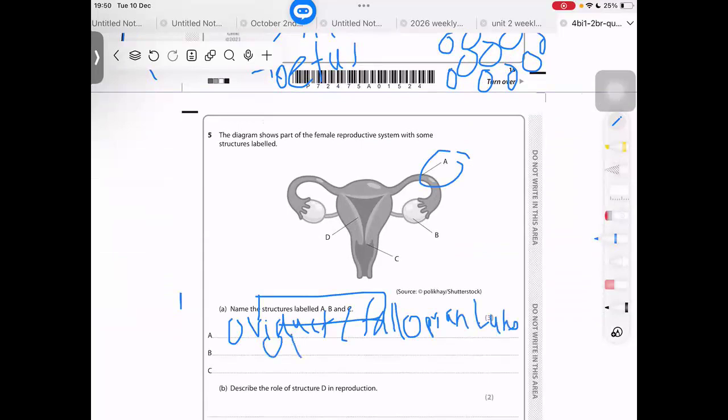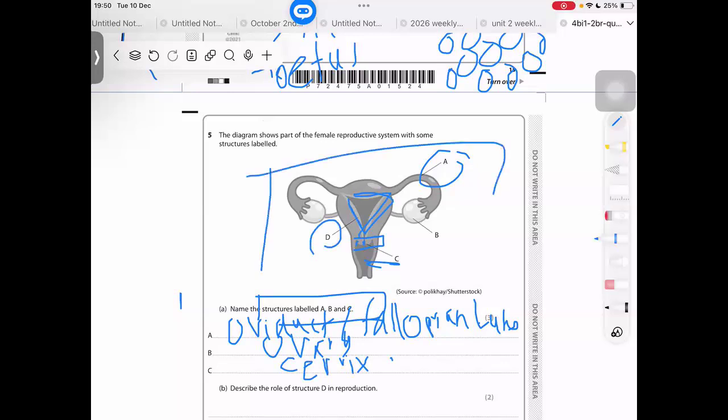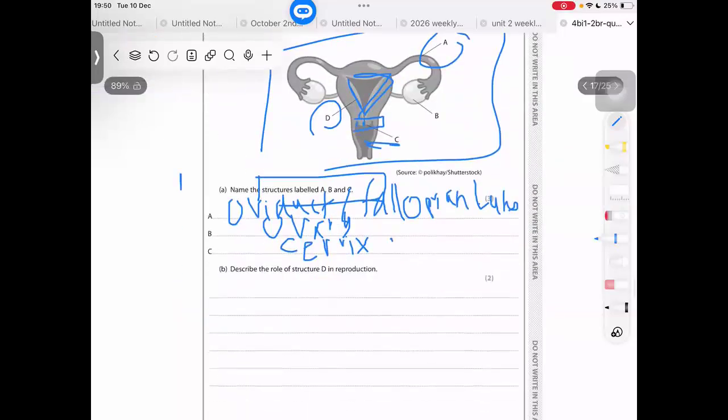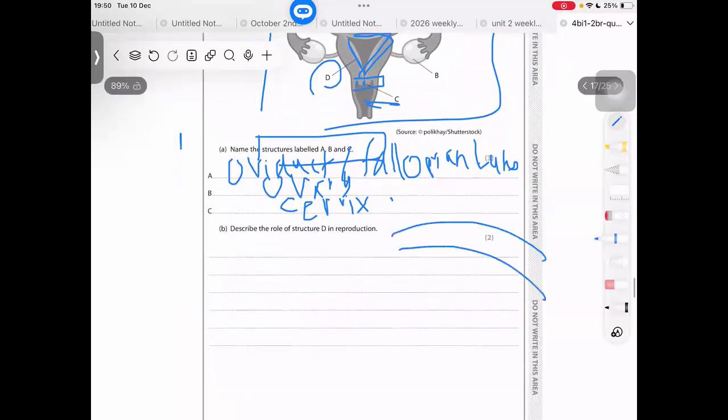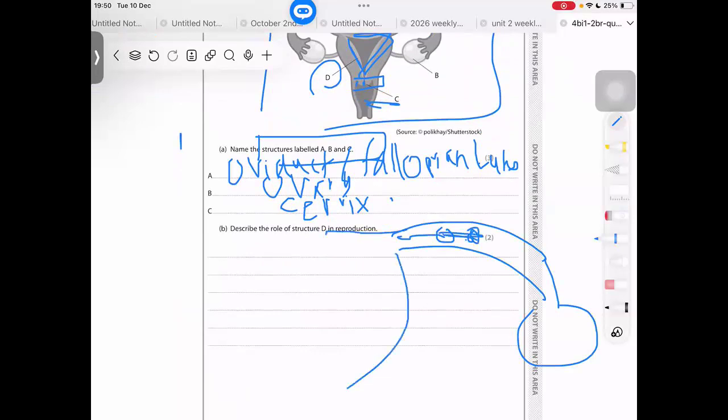And B is our ovary. And C, you can see they have not labeled over here. They have labeled this small opening that is called the cervix, right? Yes. Cervix. And D, it's this particular chamber inside the female reproductive system that's called the uterus. So now you know the sperm and the egg get fertilized in this fallopian tube. This is the egg, this is the sperm. They get fertilized inside this fallopian tube. Afterwards they form a zygote.